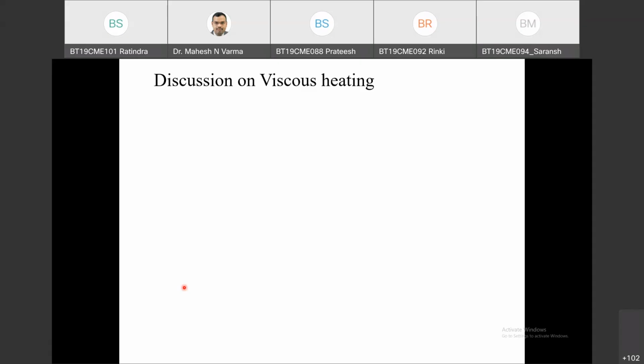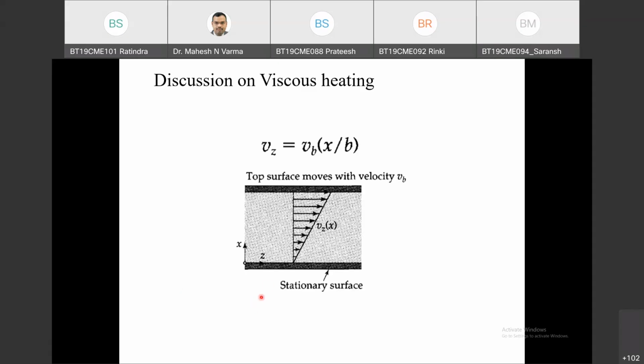So we'll have a discussion on viscous heating. Consider there are two layers. This is the stationary layer, and this is the top layer, which is moving with the velocity v. Generally, this gap will be very small. Whenever a viscous fluid is used, it is generally to avoid metal contact between the two surfaces, so this gap will not be very large.